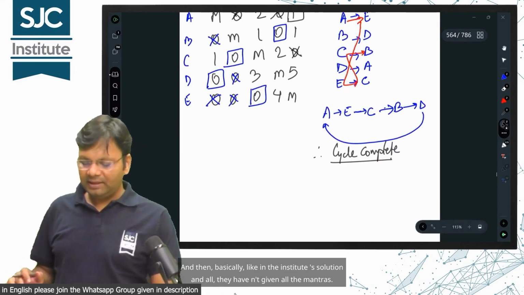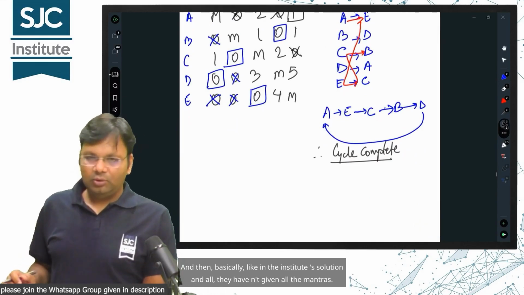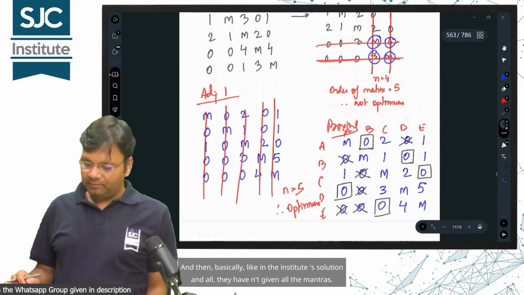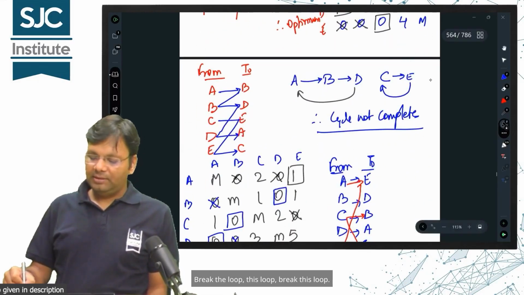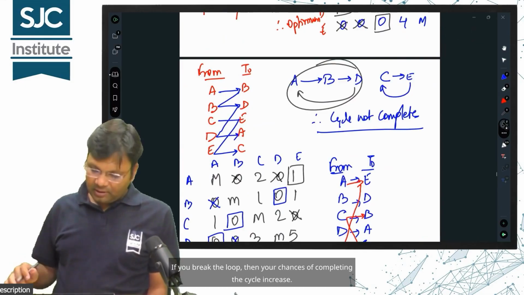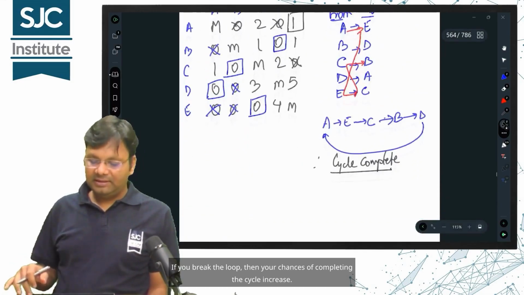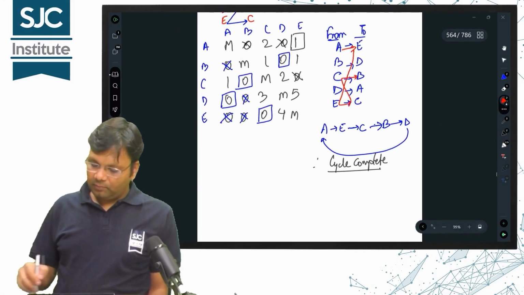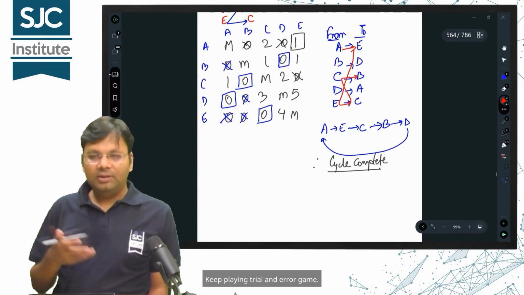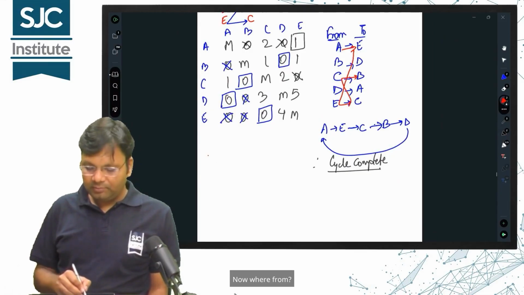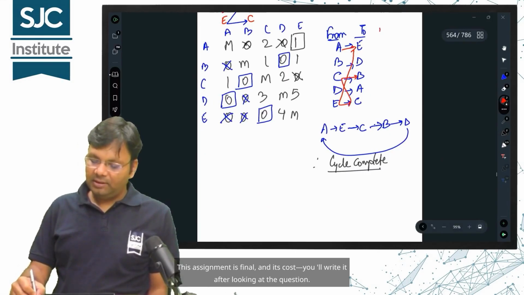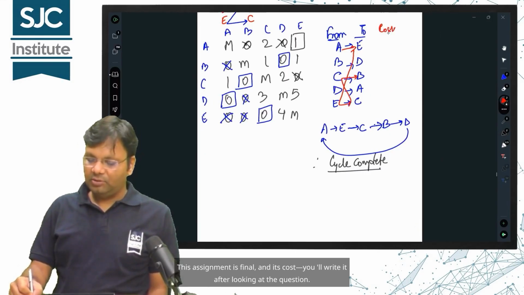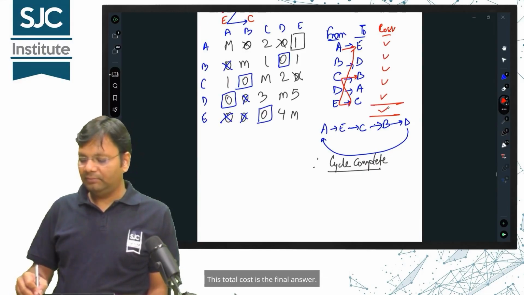And then, basically, like in the institute solution and all, they haven't given all the mantras. What is the mantra? Break the loop, break this loop. If you break the loop, then your chances of completing the cycle increase. Isn't it right? Keep playing trial and error game. Now where from? What will the assignment be? This assignment is final and its cost, you'll write it after looking at the question. This total cost is the final answer.